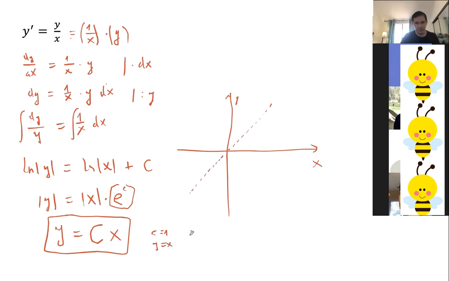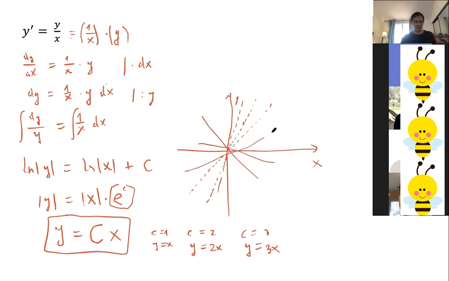Take c equals 2. Then I have this function y equals 2x. Very simple function. This function looks like this, and this is another solution to this differential equation. Take c equals 3. I'll take the last one, but you see all the solutions now. Then I have the solution y equals 3x. So y equals 3x, that's the function. Take a negative number and you have all the solutions. It looks like this. Those are all the solutions.